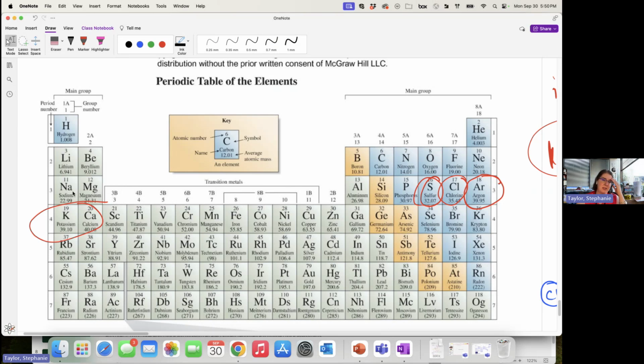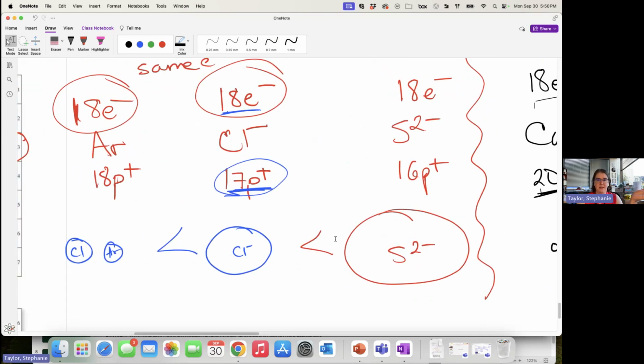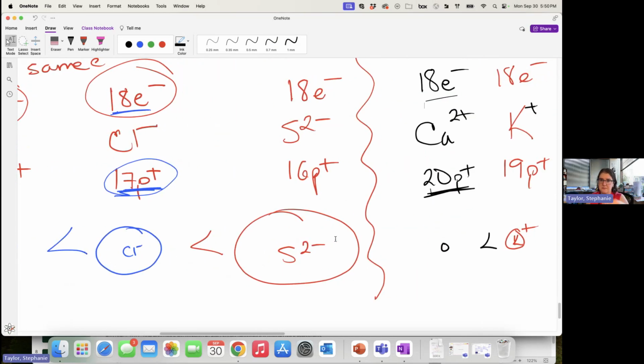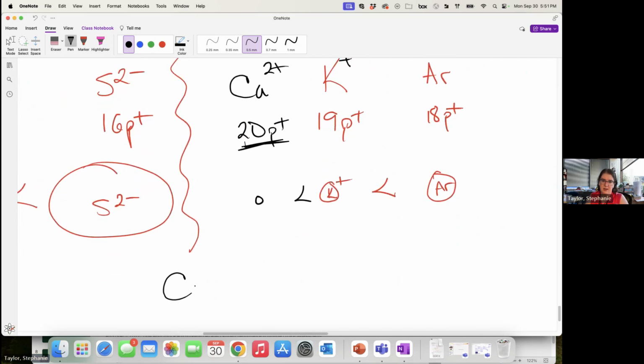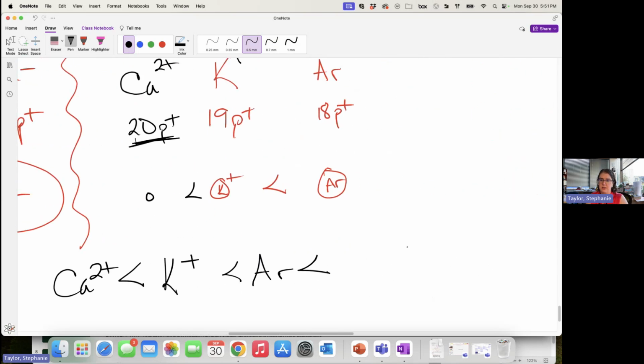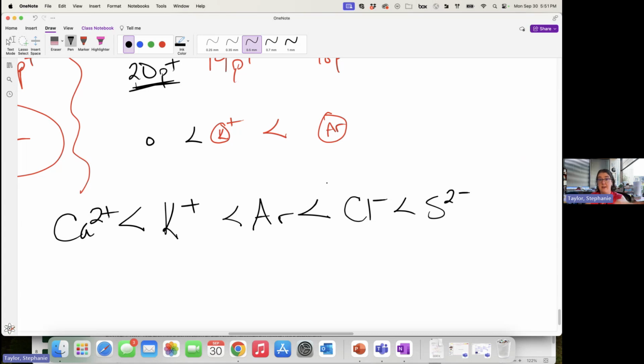So what I mean by that is, right now, because everything I've done so far has 18 electrons, I could absolutely rank everything I have. Calcium 2+ is the smallest because it's got the smallest positive charge, then potassium, then argon, then my charges get bigger, then the chloride anion, then the sulfide anion. So I can absolutely rank everything I have. All of these so far have 18 protons.